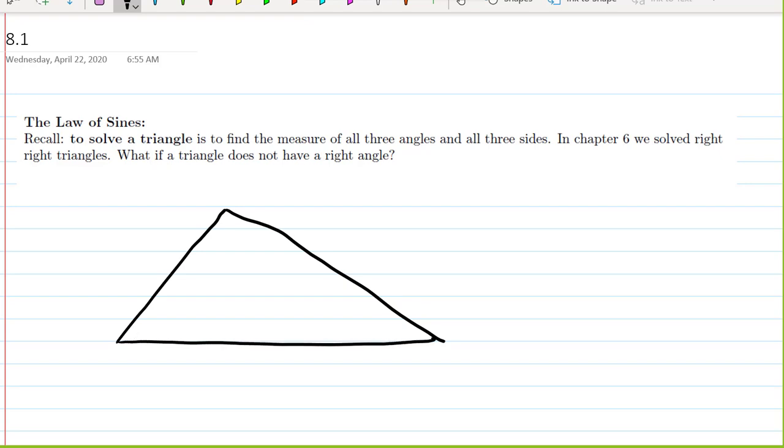So now imagine we have a triangle that looks like this, and we know that none of the angles are right angles, and we want to figure out some information. We're going to call this angle A, angle B, angle C, and the convention that we'll use is that the side across from angle A we will call little a, the side across from angle B we will use little b, and the side across from angle C will be little c. Capital letters are going to represent angles, and lowercase letters are going to represent lengths of sides.